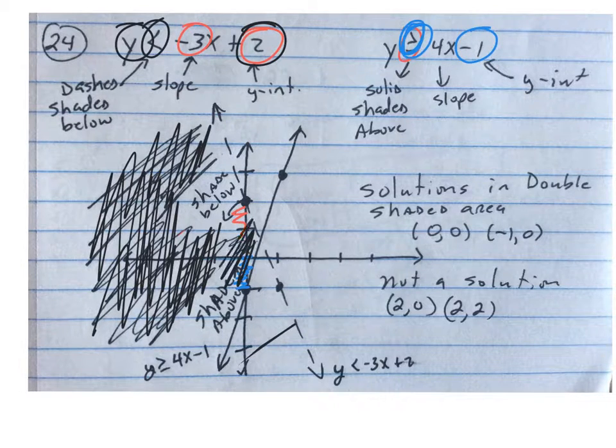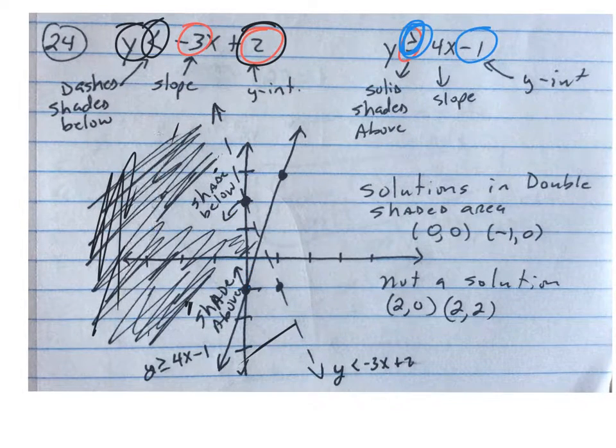Now remember, it's all of this. Okay? So if you pick a point that's in the solution area, I always pick the easiest ones. Like I pick 0, 0, and then I put -1, 0. I pick the obvious ones. And then for the non-solutions, 2, 0, and of course 2, 2.